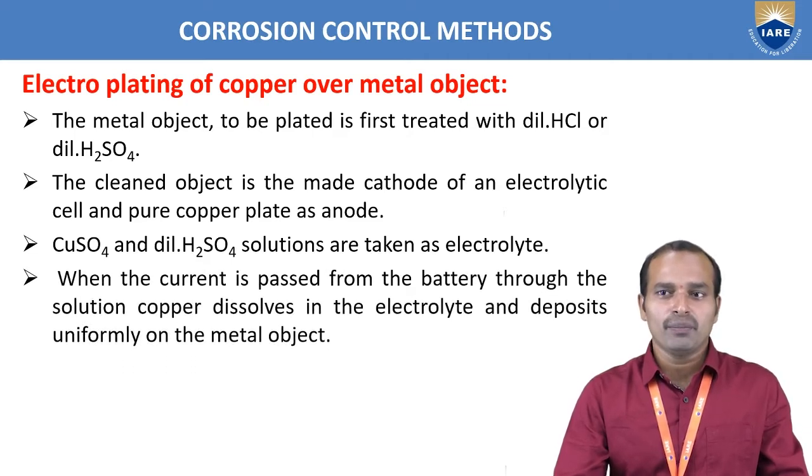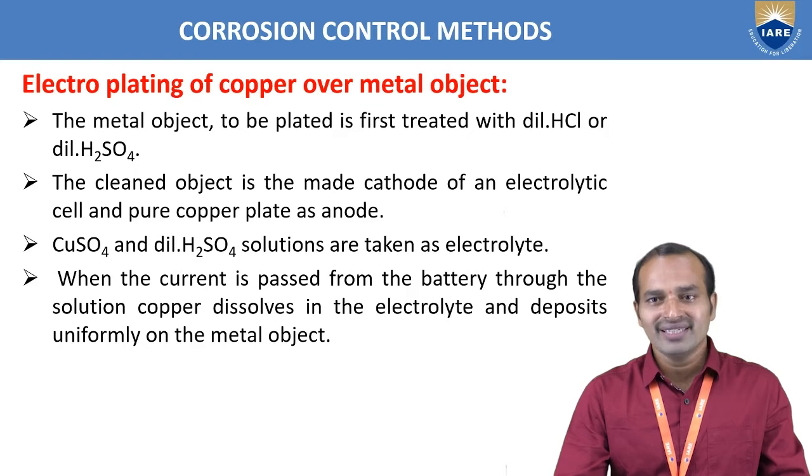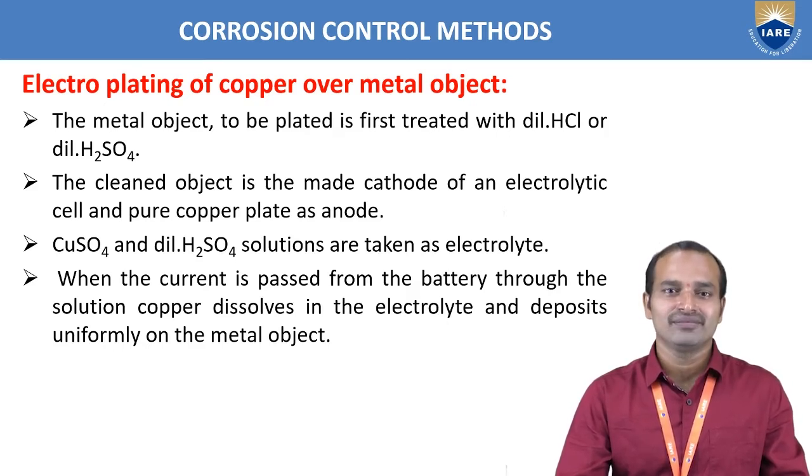When the current is passed from the battery through the solution, copper dissolves in the electrolyte solution and deposits uniformly on the metal object. So let us see, when we are applying the direct current through the battery, copper dissolution takes place. That means Cu forms Cu2+ plus 2 electrons. Then the Cu2+ ions migrate towards the cathodic side. That means on the key, the coin or the article, the Cu2+ ions are uniformly deposited.